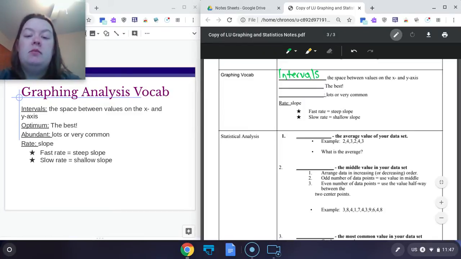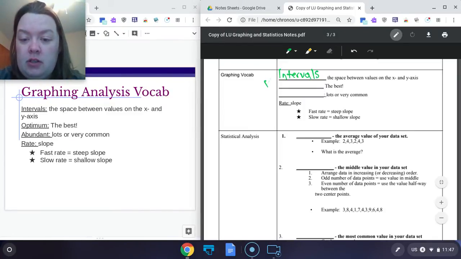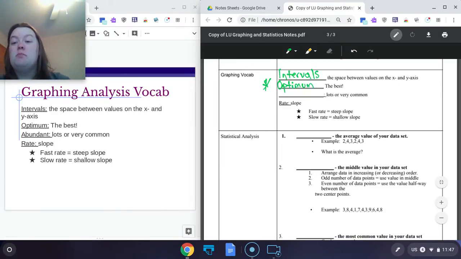One word, this is going to be the most important word because you're going to see this over and over and over and over all year. That is called optimum. Optimum means the best, the most, the highest. The way I like to refer to this when people are like, I've never heard of optimum, but I've heard of Optimus Prime. Optimus Prime, he was the best. So it is the best or the highest point on your graph.